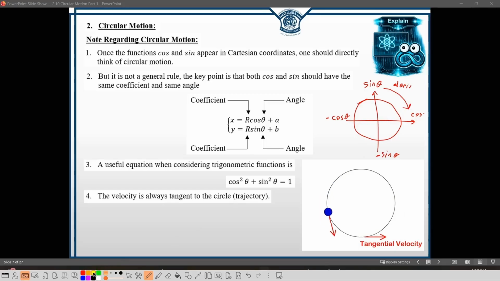Now, what about the integration? For the integration, we use the opposite direction. The counterclockwise direction is for the integration. So the integral of cosine is sine, the integral of sine is minus cosine, and so on.